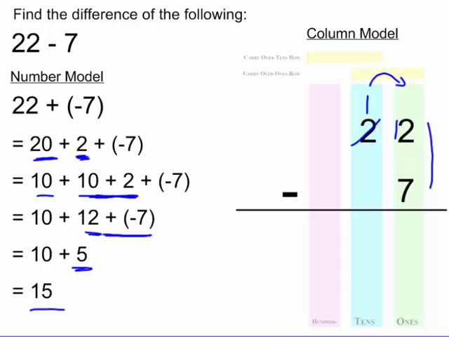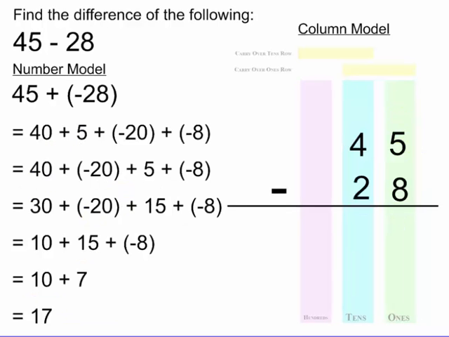Now you can see here that, I'm just going to highlight them for you, that 12 is the same as this 12 right here. So now when I take away 7 from 12, I end up with the positive 5 that I was looking for. And now if I look in my tens column, I only have one group of 10, and I end up with 15.